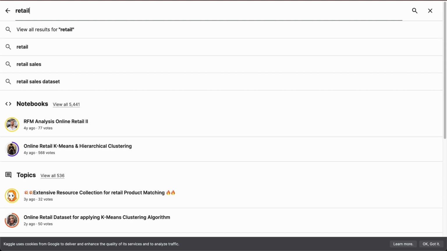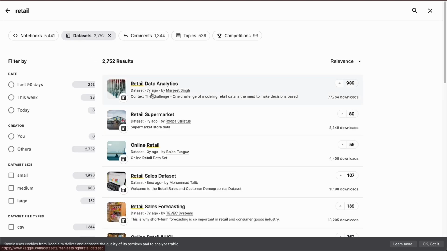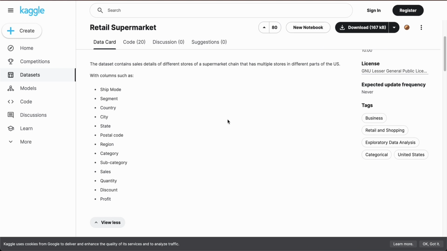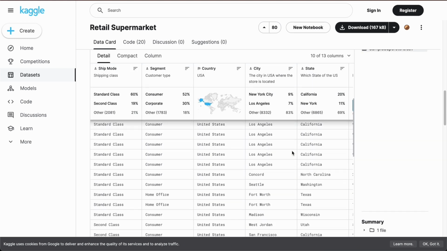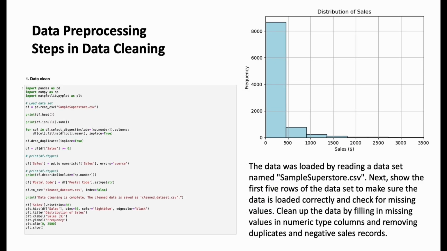Enter the retail. Click the dataset. 7 years ago, I prefer the new one, so next, we can see the introduction of this dataset, and some samples. Download it. Now continue to data preprocessing.